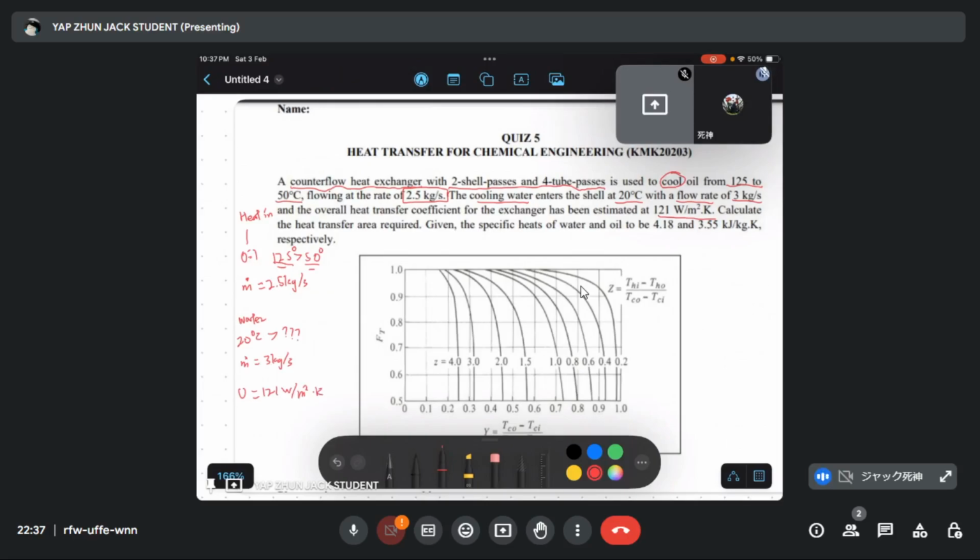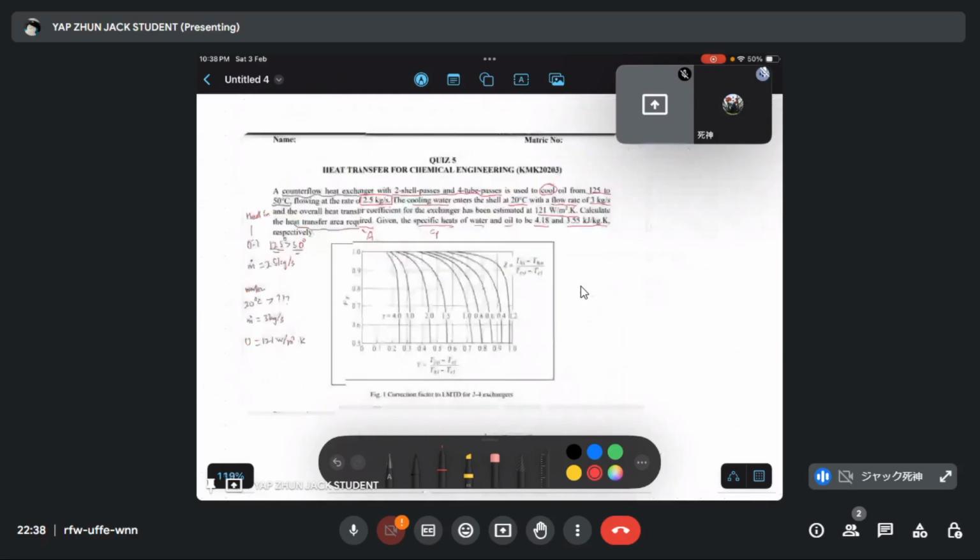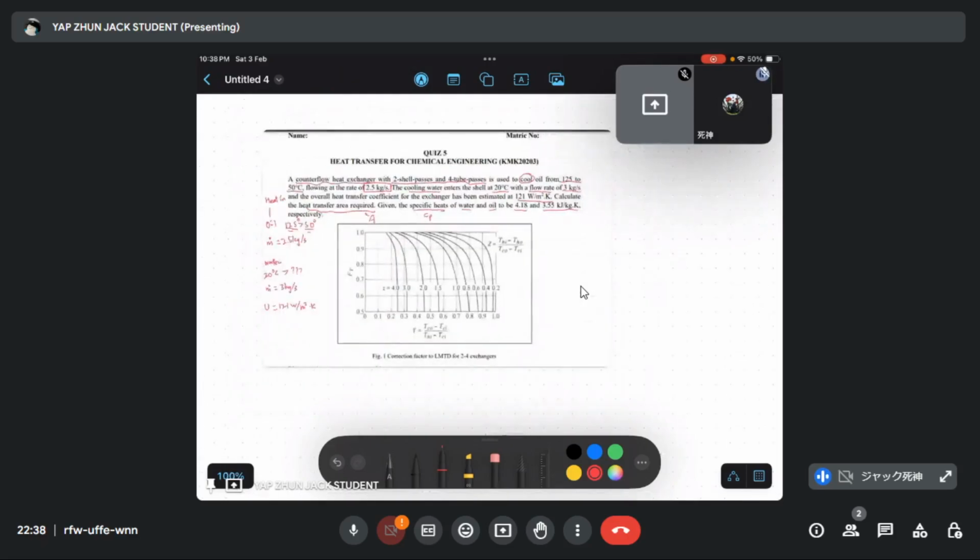Calculate the heat transfer area required. Actually, they want you to find your A. Given the specific heat of water and oil is 4.18 and 3.55 kJ per kg Kelvin. Okay, the specific heat, we call it CP. So the CP for water is 4.18 and the oil is 3.55. Okay, this is what we get. Now after we take a look at the questions, the correction factor is given in the appendix, so you need to take a look in your appendix.